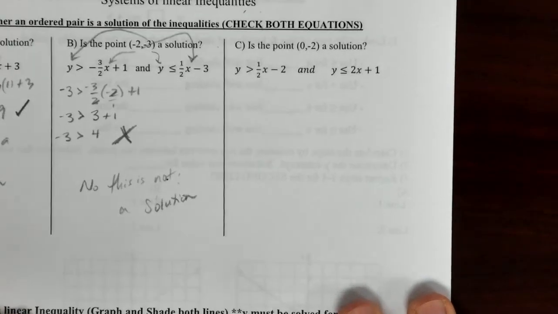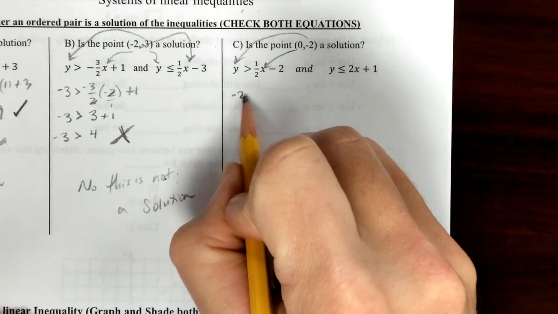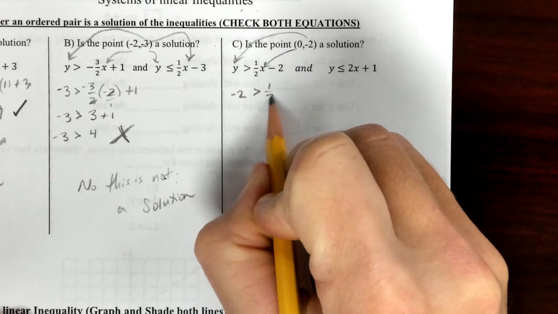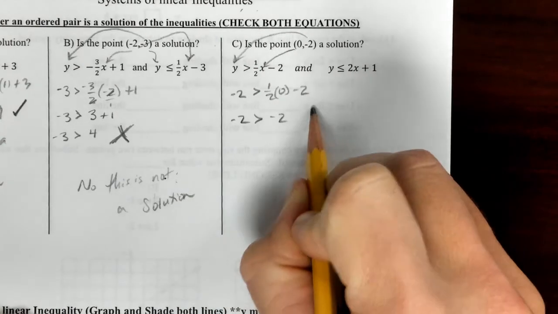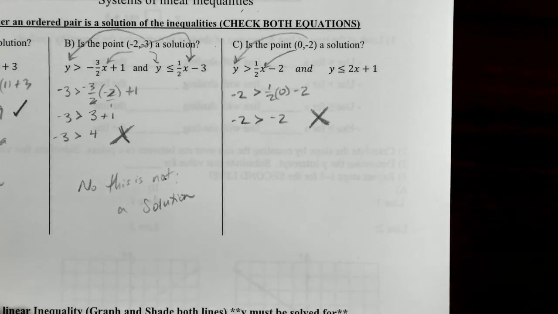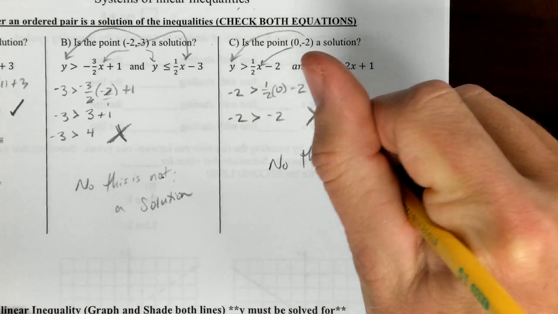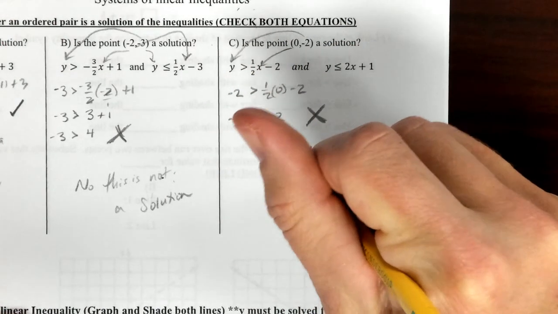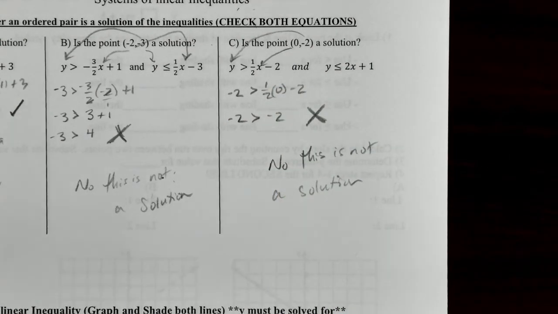Alright, same thing. I'm going to plug in 0 for x and -2 for y. So this is -2 is greater than 1/2 times 0 minus 2. So is -2 greater than -2? No, it is not. It is equal to. So once again, that is a false statement. I know right now that this is not a solution. You don't even have to go to the next one. It's got to be true in both inequalities for it to be a solution.